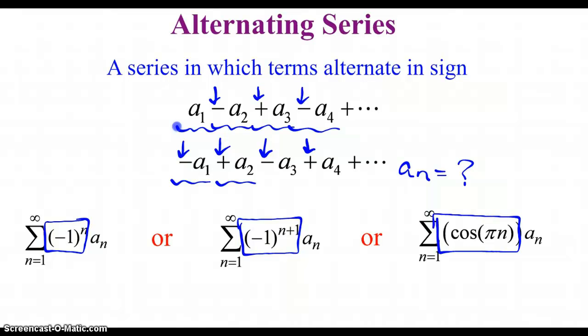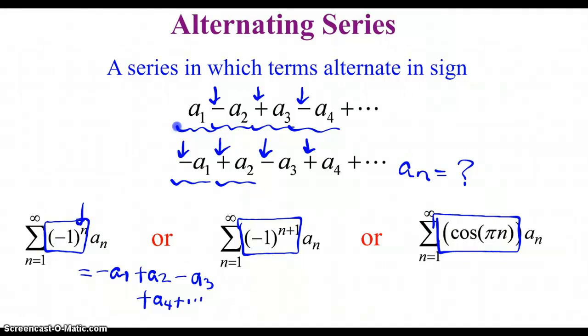Here are 3 examples. Here, if I was going to generate the terms in this series, when n equals 1, negative 1 to the negative 1 is negative 1, so that's negative a sub 1. When n is 2, that's negative 1 squared, so that's positive, so that would be positive a sub 2. As a matter of fact, anytime n is odd, we would have a negative term, and anytime n is even, we would have a positive term.